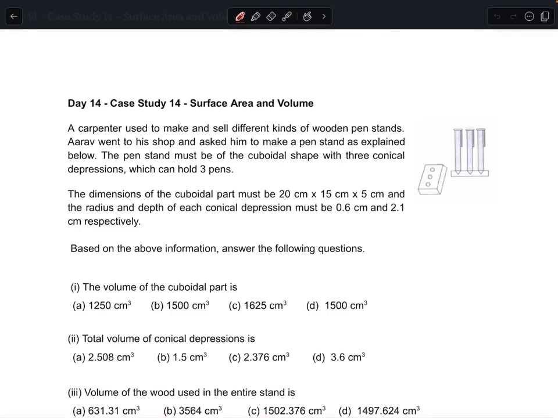The dimensions of the cuboidal part must be 20 centimeter by 15 centimeter by 5 centimeter, and the radius and the depth of the conical depression must be 0.6 centimeter and 2.1 centimeter. Depth refers to the height of the conical part. Based on the above information, answer the following questions.